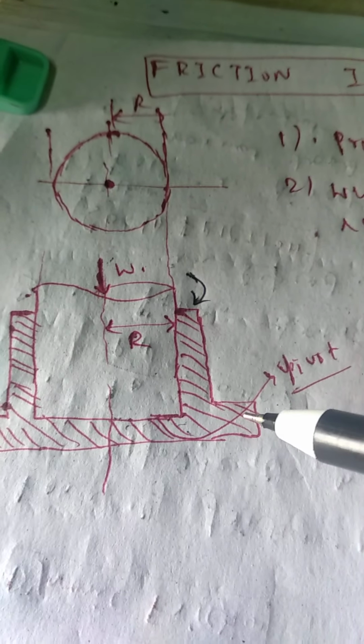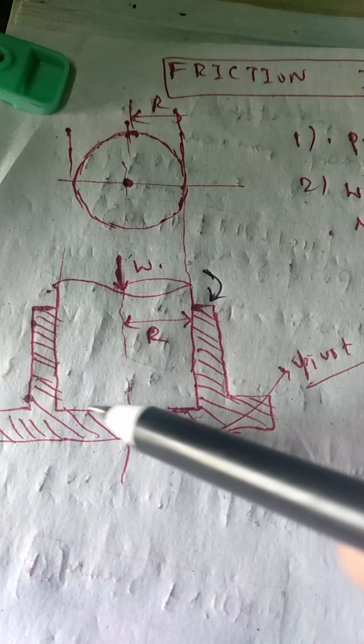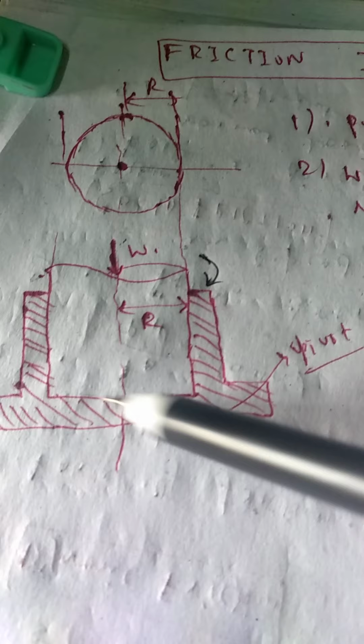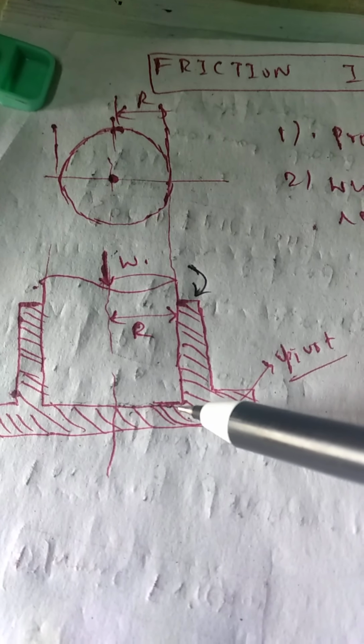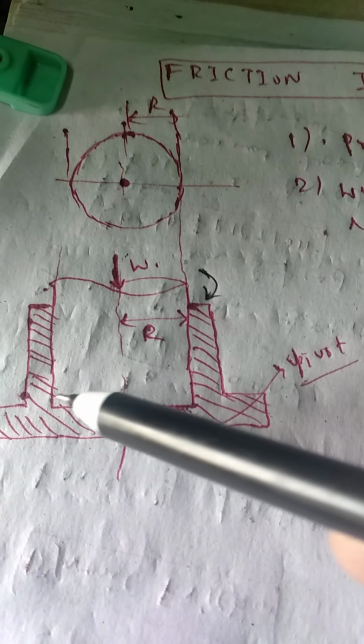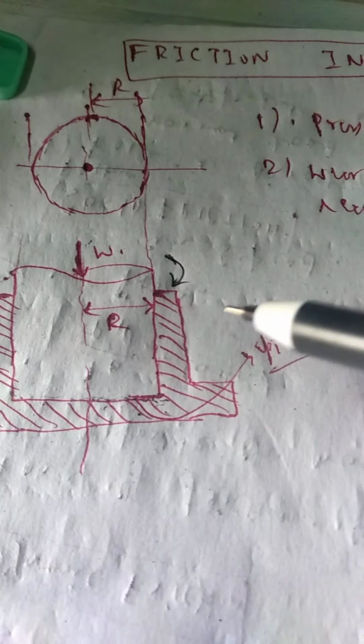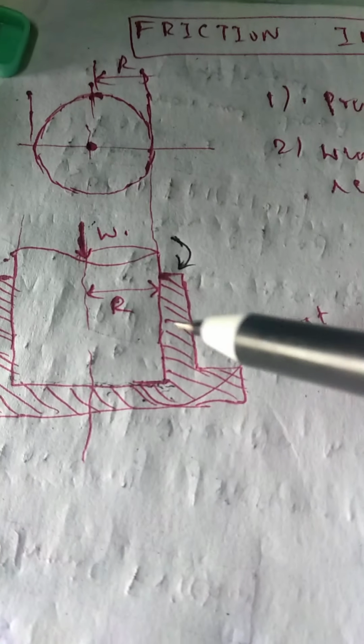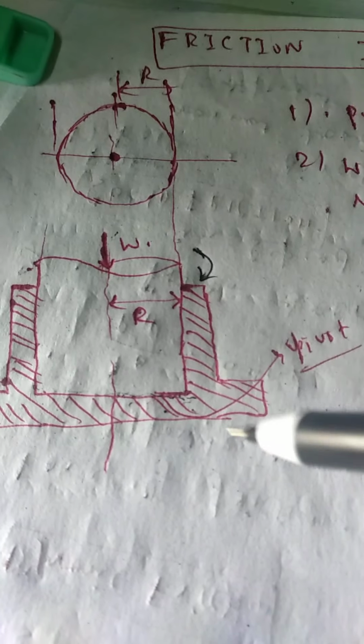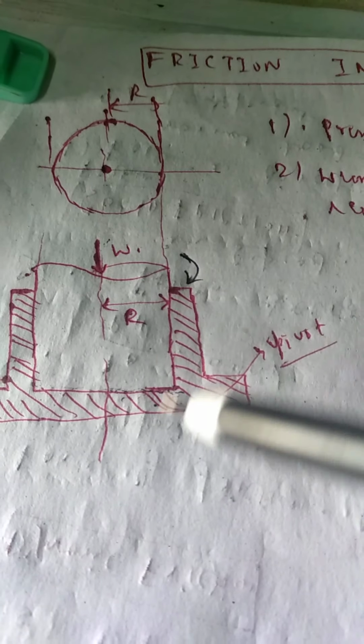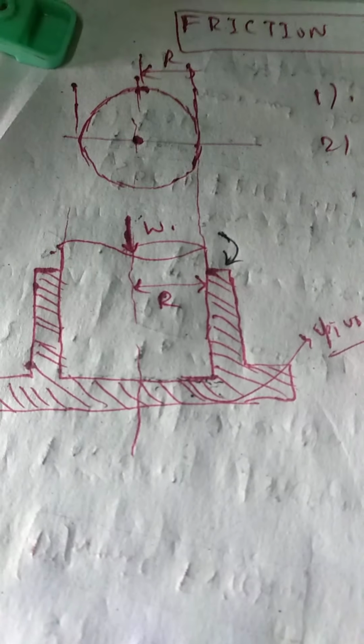P is the intensity of pressure per unit area. Pressure means force per unit area, W by pi r square. So this will be the intensity of pressure per unit of the surface area of the rubbing surfaces, and mu is the coefficient of friction. I am not writing these things.